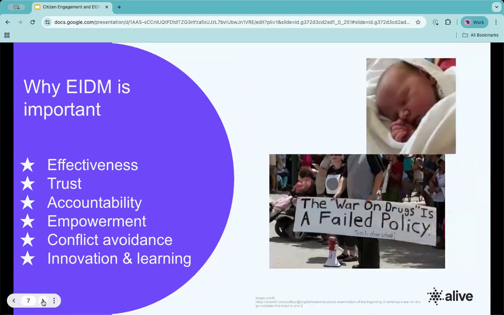But of course, there's also value in and of itself in the use of evidence in decision making. And actually, it's the same list. It's valuable because it introduces greater effectiveness and trust and accountability, empowerment, conflict avoidance, innovation, and learning. So I wanted to share a couple of examples of my work in relation to the importance of evidence in decision making.